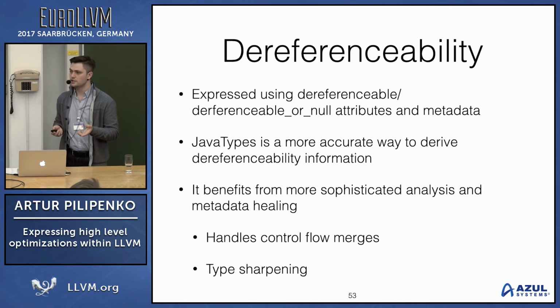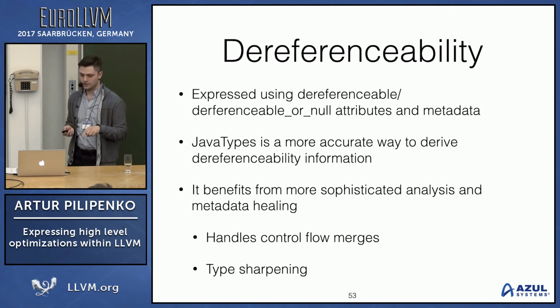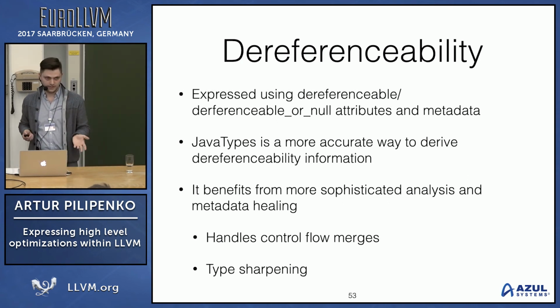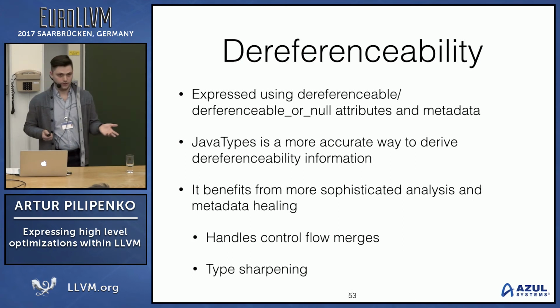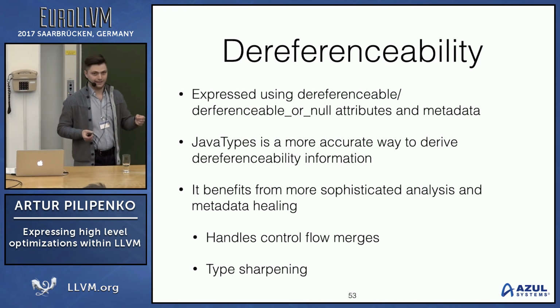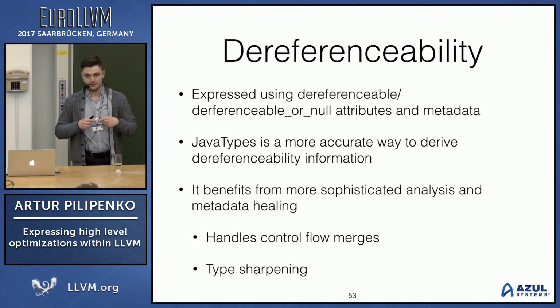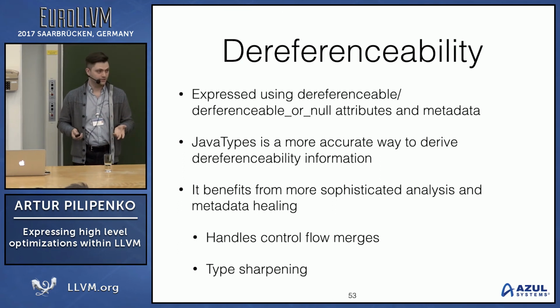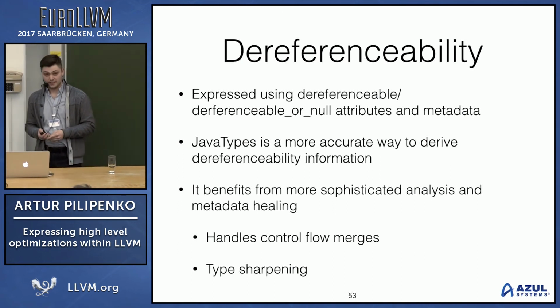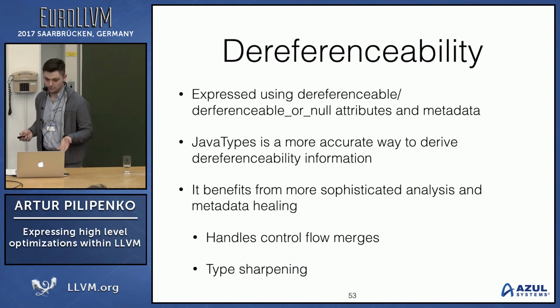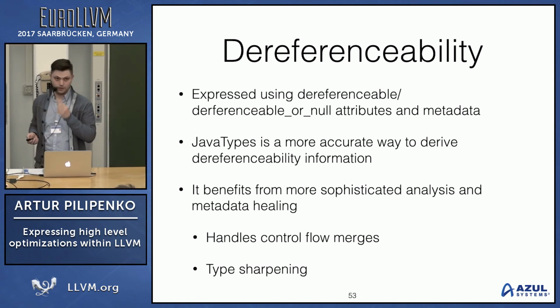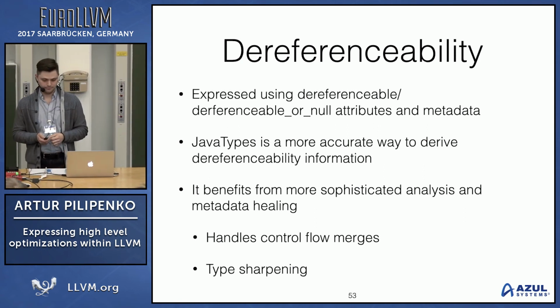Java type information is going to be more accurate because it benefits from more sophisticated analysis. For example, in Java types, we handle control flow merges, and currently the dereferenceability analysis in LLVM doesn't. And it also benefits from type sharpening. So that's another extension we made to our optimizer.